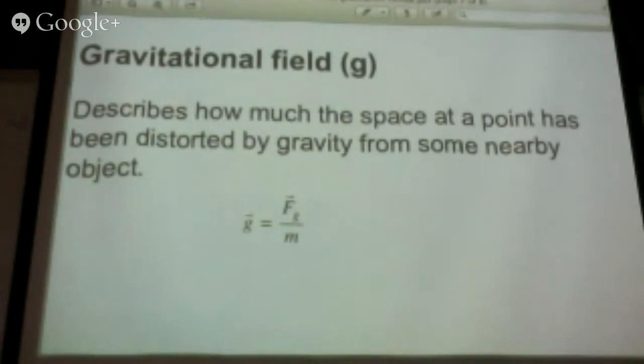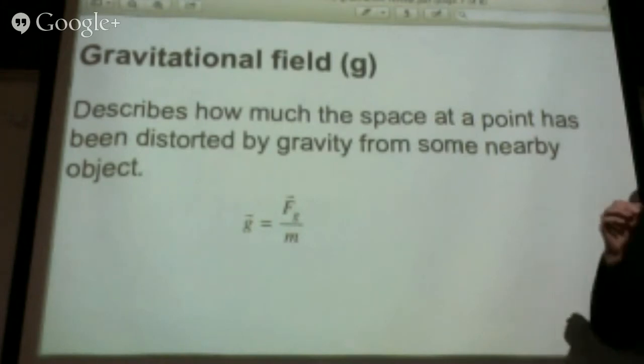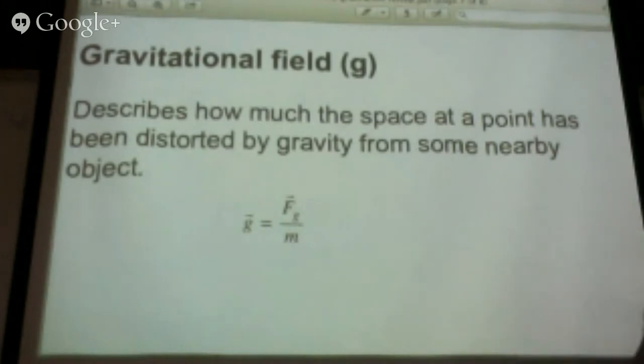But the space is different even if we don't put another object there. It's not a direct force. It's that one mass changes space, and then that change in space gets detected by the other mass as acceleration. Now, how do we know it happens? Because there's a time lag.